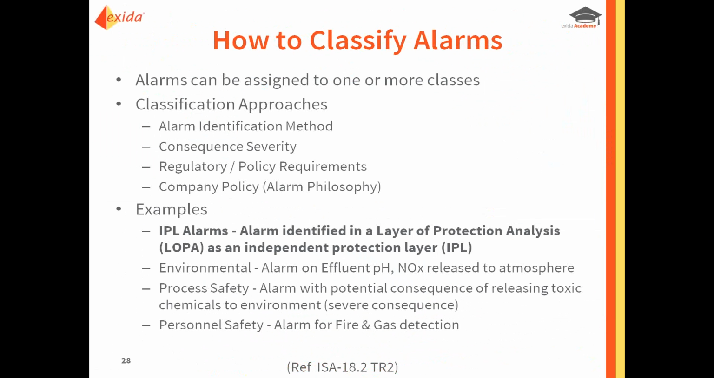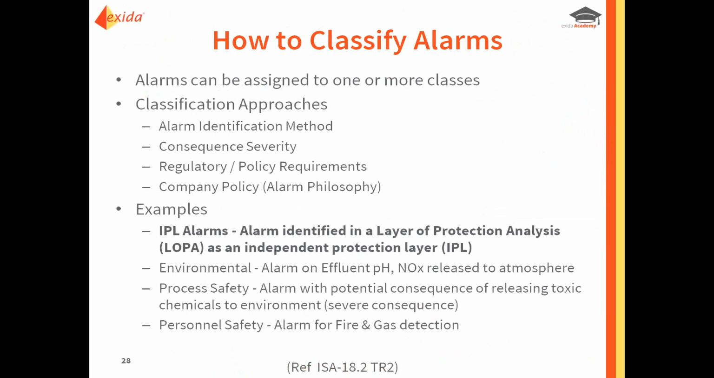So let's take a look at a couple of examples. A class called IPL alarms would be for alarms that are identified in a layer of protection analysis as an independent protection layer. So that's certainly a valid and useful classification. Environmental could be alarms that are used on the pH of the effluent, could be your NOx levels in your release into the atmosphere. Those would be probably related to environmental regulations.